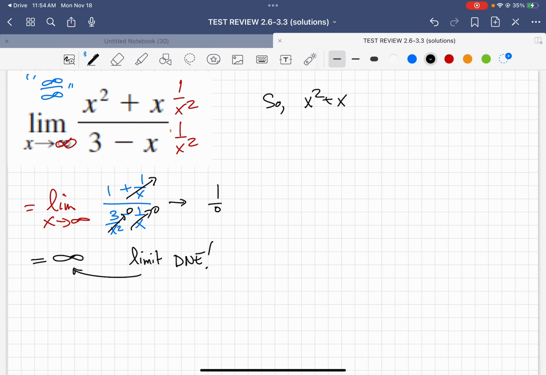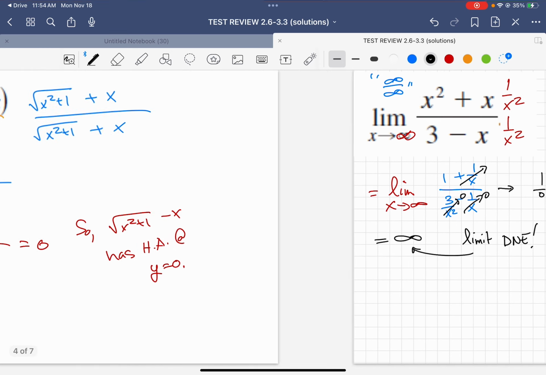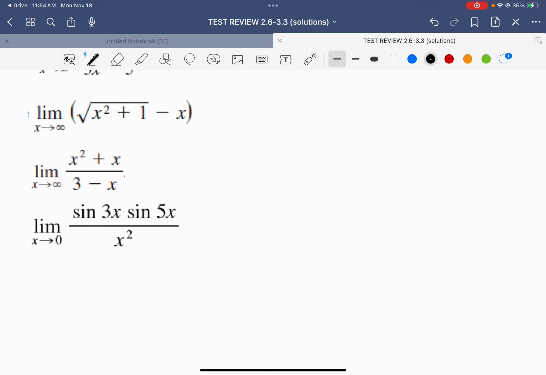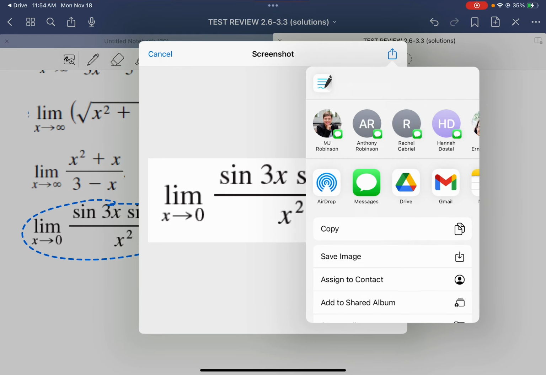So x squared plus x over 3 minus x has no horizontal asymptote. It has a slant asymptote, but we'll talk about that later. Okay, so then you go back to this, and we're talking about this one, and after this one, I'm probably gonna have to take a break and come back and talk to you soon.